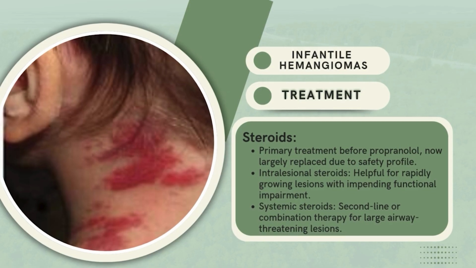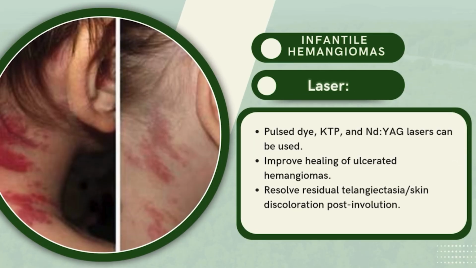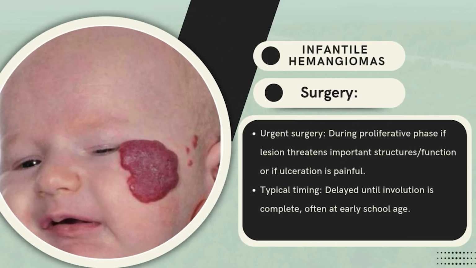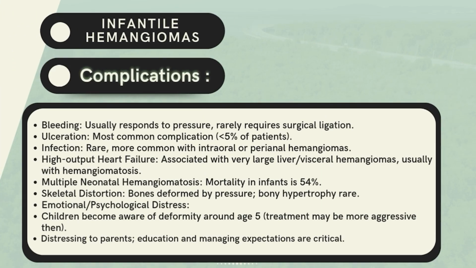Intralesional steroids can help rapidly growing lesions with functional impairment. Systemic steroids are a second-line or combination therapy for airway-threatening lesions. Laser therapy, used to improve healing of ulcers and address residual telangiectasia or skin discoloration after involution. Surgery. Urgent surgery is performed during the proliferative phase if the lesion threatens vital structures or function, or if ulceration is painful. Elective surgery is usually delayed until involution is complete, often around early school age.